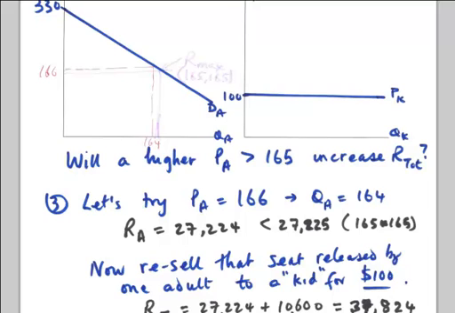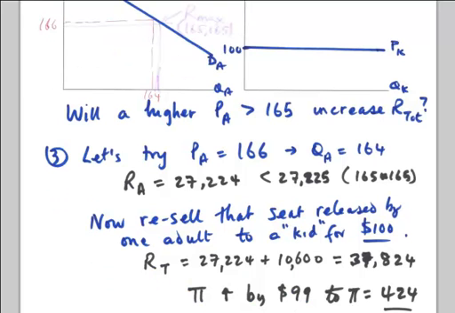So we've lost $1, but that seat that has become available can now be sold to a kid for $100. So we gave up $1 and we're going to make $100. So the net difference will be a gain of $99. So the overall revenue will go up by $99 to $37,824. The profit then would go up by $99 to $424.